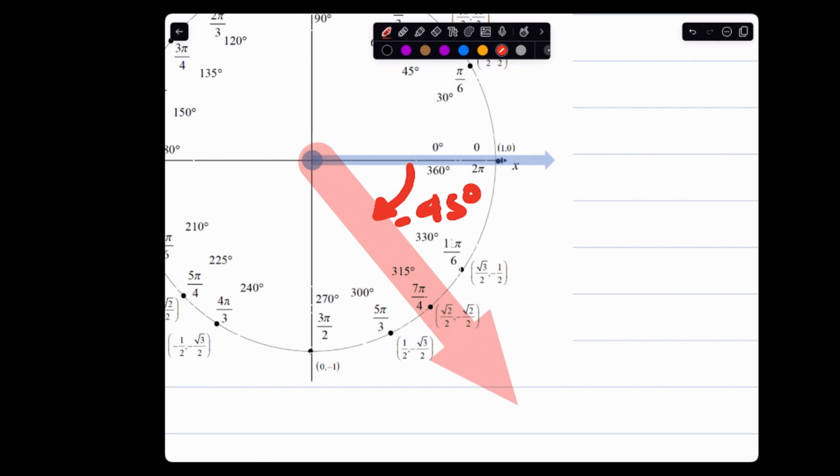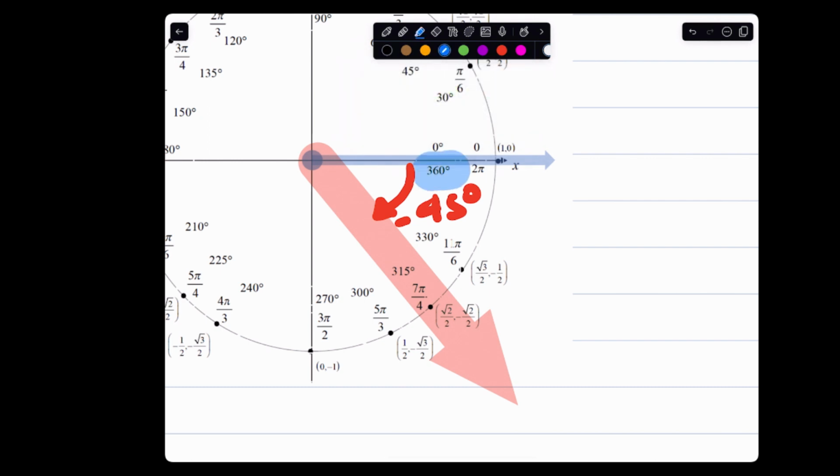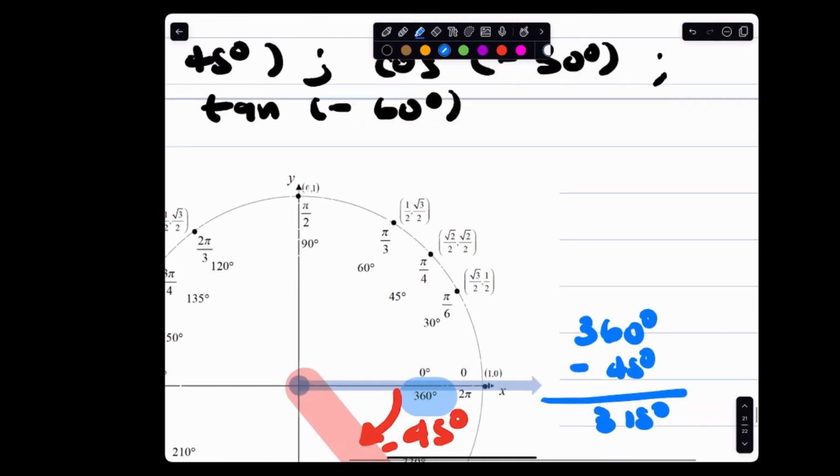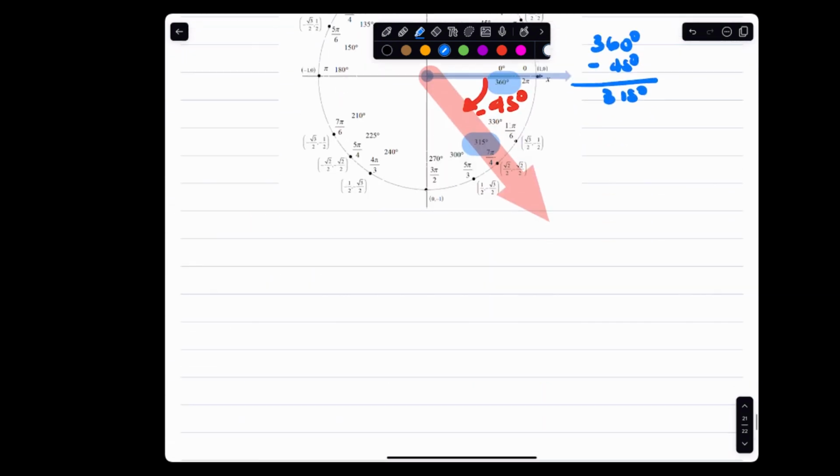Now, you might say, how do we find that out? Well, you guys already notice that one full rotation is 360. Is that true? So if you take 360 degrees and subtract that 45, I did, and I got 315 degrees. So this is where we're at, 315. Are you guys okay with that? So which one are we looking for? We're looking for sine, sine of negative 45.